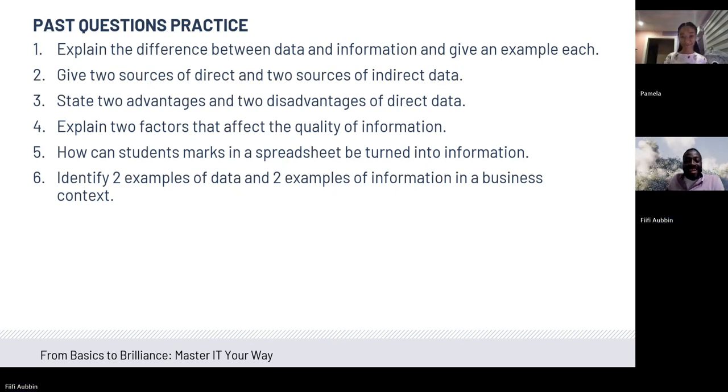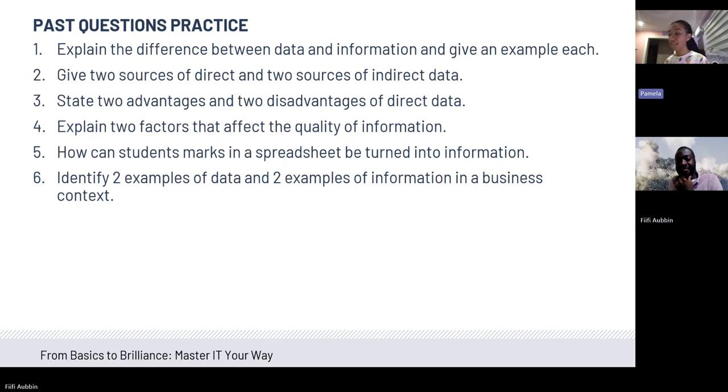Good. Now, state two advantages and two disadvantages of direct data. First off, with direct data you are able to get accurate, real-time data because you're doing it by yourself. Oh, a second advantage. Okay, let me move to disadvantage. I'll come back to the second one.